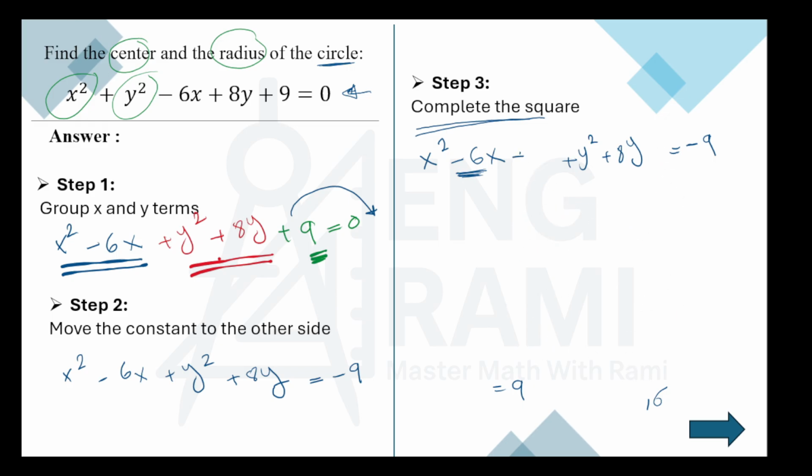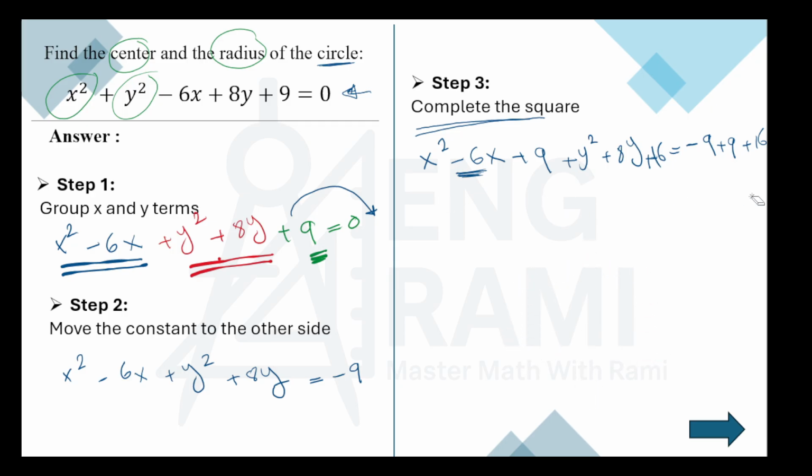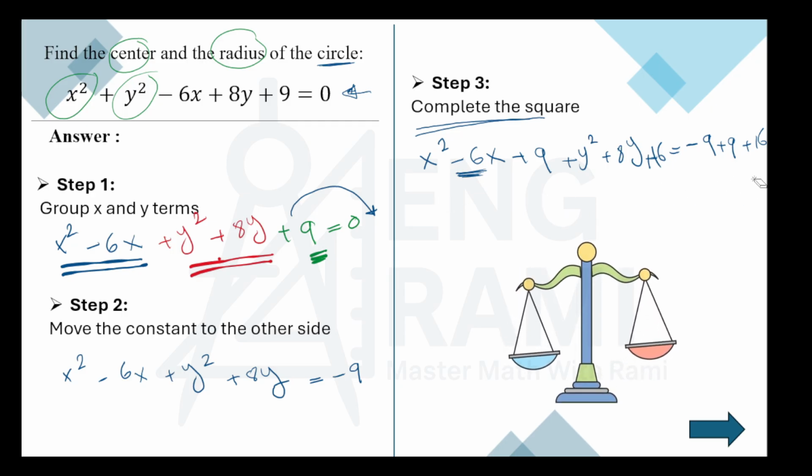Then I have to put here plus 9. And absolutely, since I add this number to this side, I have to add it here. And this number to here and 16. And I have to add it this side. Okay? It's like a scale. You add to this side of the equation, you have to add the same amount to the other side of the equal sign.